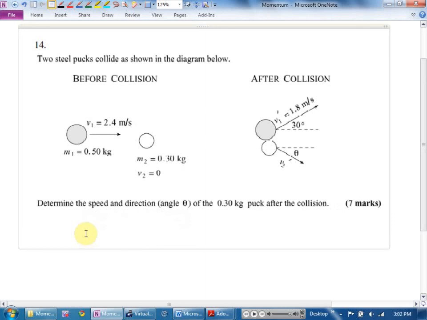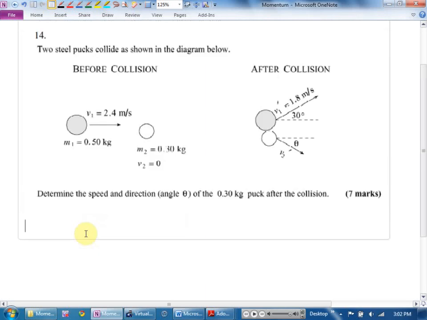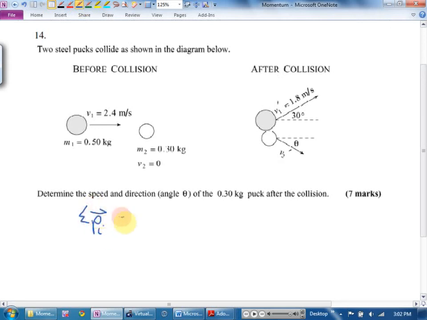Collision, momentum. So I think the first thing that I would do is go the sum of all the momentum before the collision equals the sum of all the momentum after the collision. Before the collision, what was moving? Mass 1, mass 2, or both? So I'm going to have momentum of mass 1 initial.